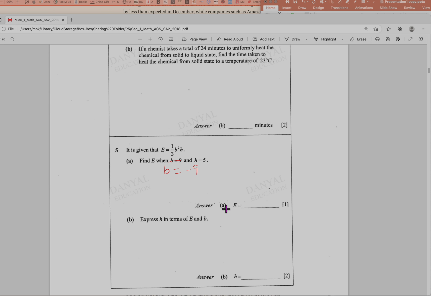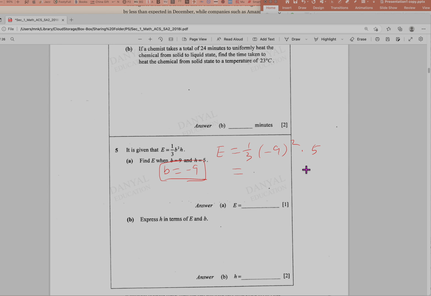So how will the answer be different? So what you need to do here is this. 1/3. Can you see b is negative 9? So what you need to do is negative 9 bracket square. Whenever you have a negative number, right, you need to give a bracket. Yes. Okay? Then h equals to 5, so it's 5.